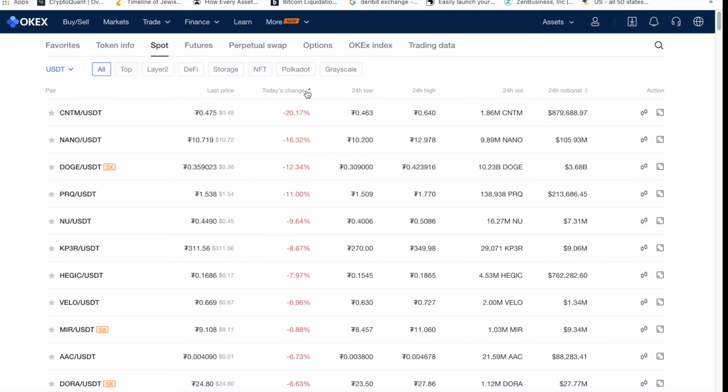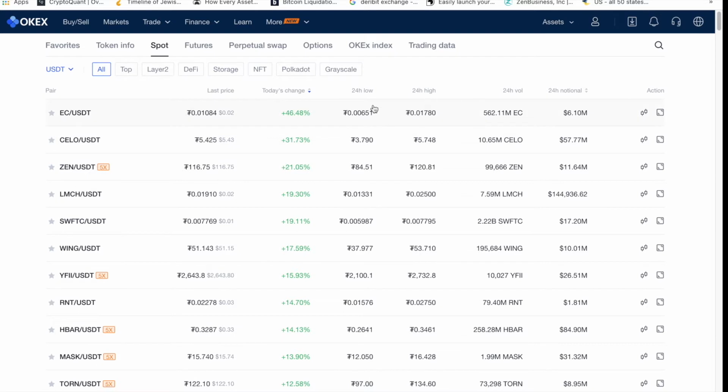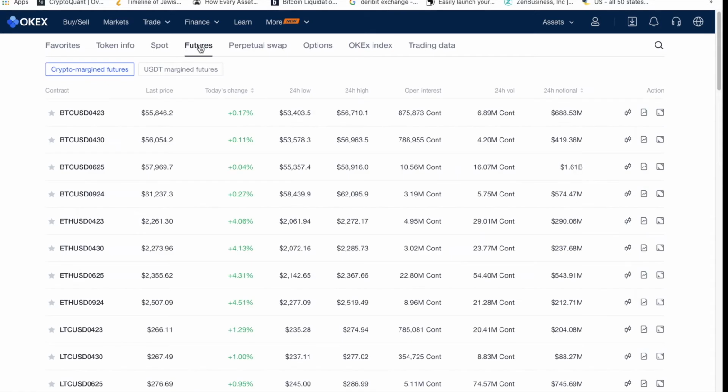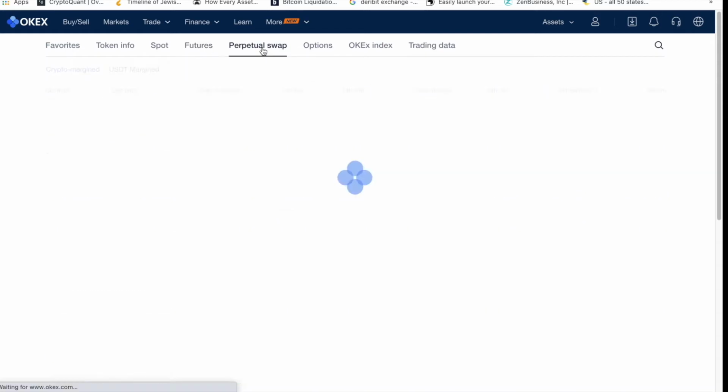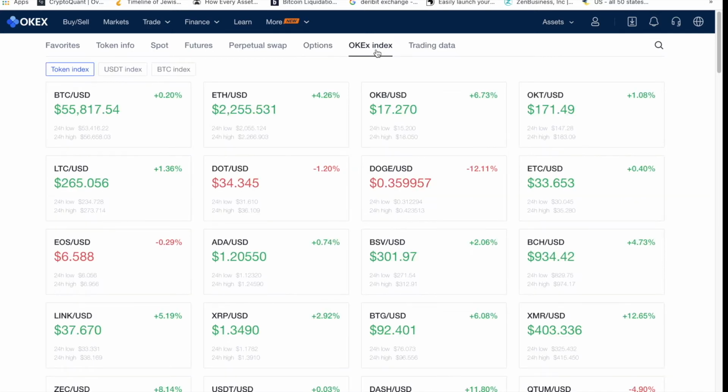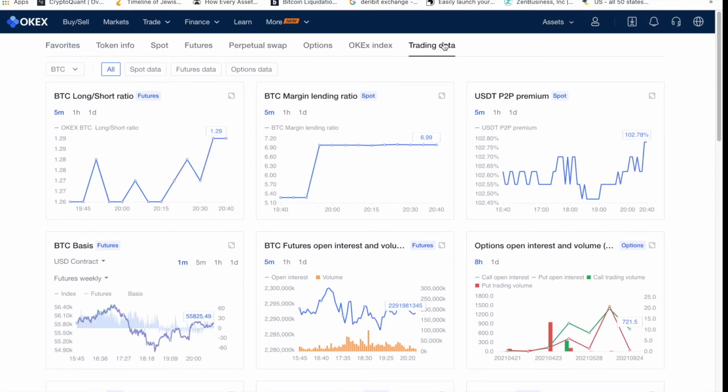You can filter it by the one that moved the most, for example, or the one that moved the highest. You have here the low volume, high volume, and just for you guys to understand, what is a notional amount. Now another thing you can look at is if you want to trade in the futures market. You can see the lowest price and the highest price of today, and look at the open interest, and you have the perpetual swap. Then you also have the option section, and if you want to trade on the OKX index, you also have that option.